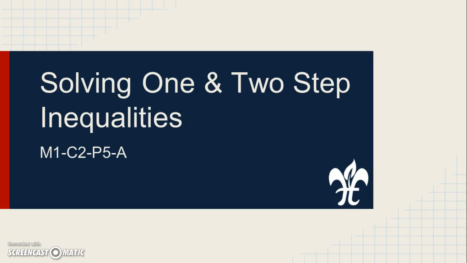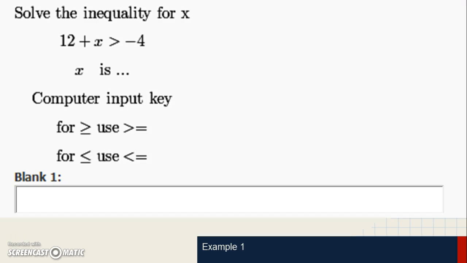In this video, we'll be discussing solving one- and two-step inequalities, which is very similar to solving one- and two-step equations with one exception, which you'll see. Our first inequality is 12 plus x is greater than -4.